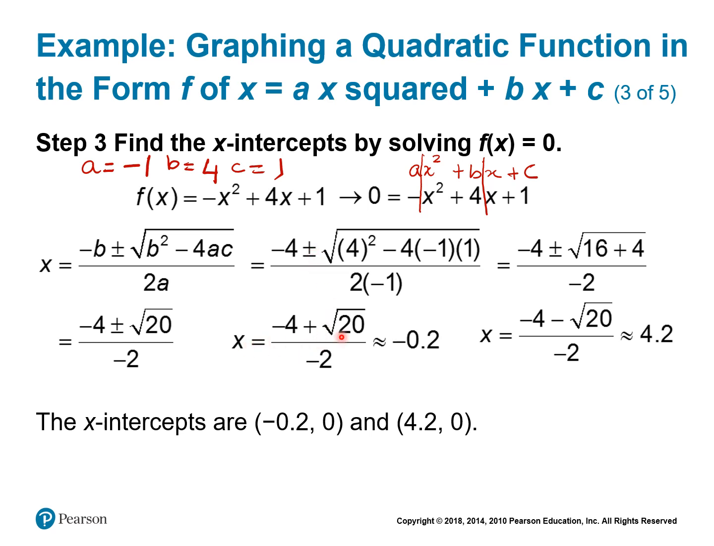So that's how we get 2 different values of x. The x-intercepts are therefore -0.2, 0, because like I said, at the x-axis, all y values are 0, and the other one is 4.2, comma 0. Okay, so we have found our x-intercepts using the quadratic formula here.